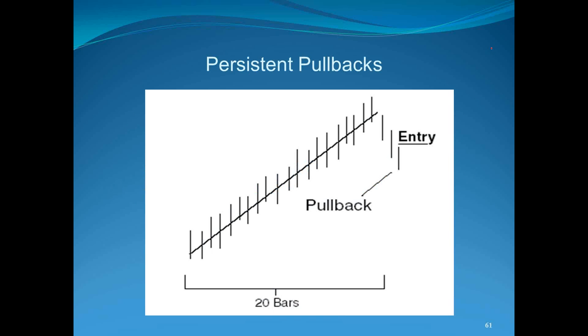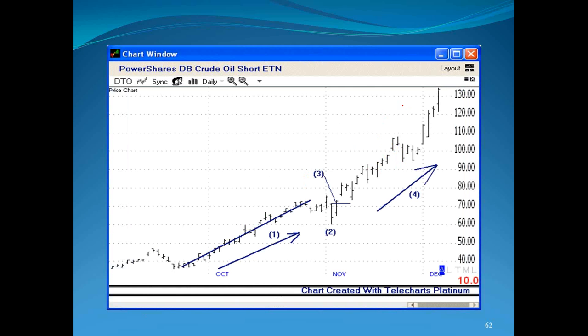Now, persistent pullbacks, very, very, very simple pattern. Again, you're drawing that linear regression, but I just like to do it by drawing a line through as many bars as possible. And then you're looking for a pullback. The best pattern I like with this is like a TKO. You get a nice persistent move, then you get that TKO pattern. And then you look to enter as the trend begins to resume.